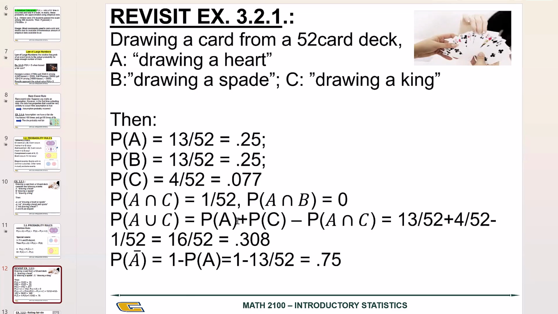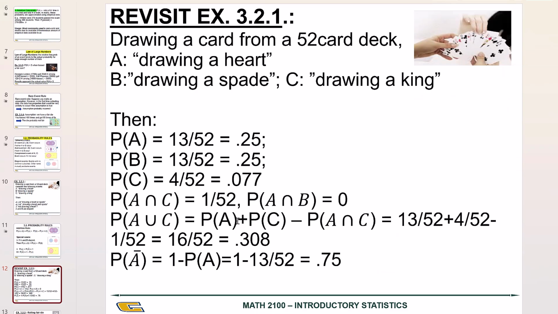So here, drawing a heart, you have 13 possible cases, because you have 13 cards that can be a heart. So the probability will be 13 divided by the sample space size, which is 52, because the deck has 52 cards. So it will be 13 over 52, and if we do the calculation, it gives us 0.25.